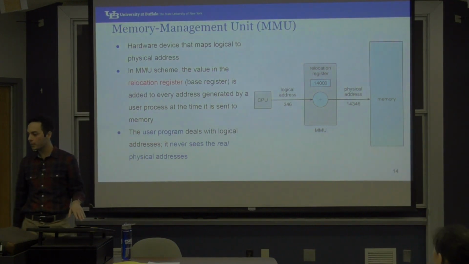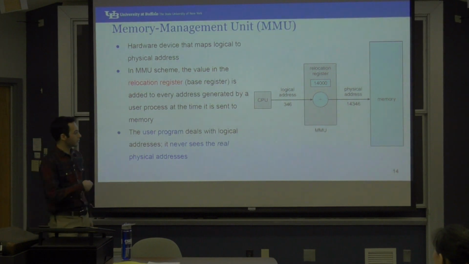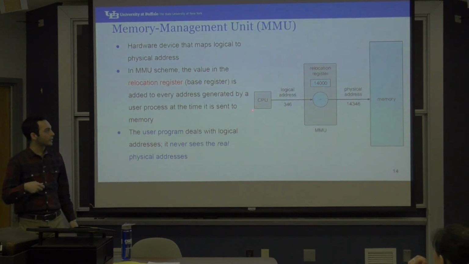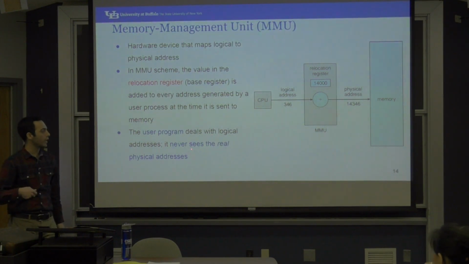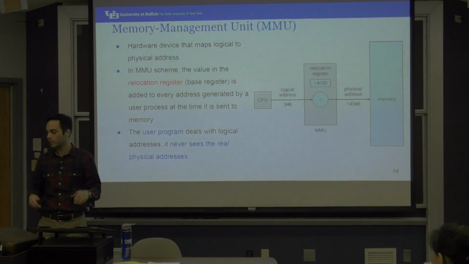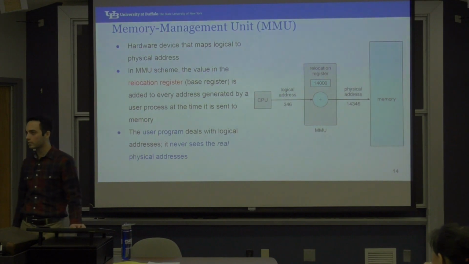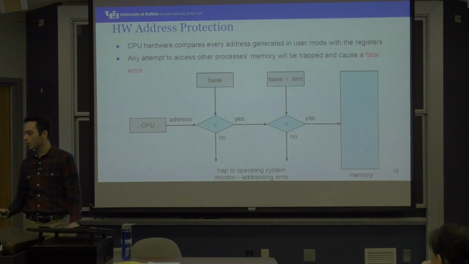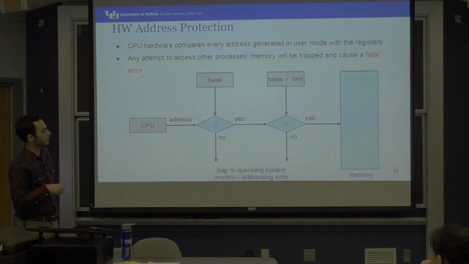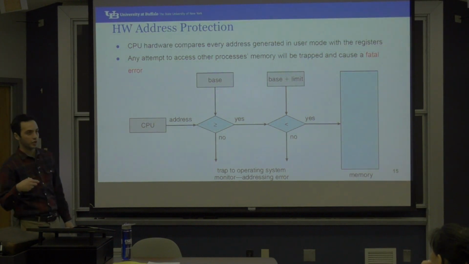Okay? So again, the user program, what the CPU tries to access through the MMU, they don't know anything about the real or physical addresses. It's just logical. Alright? So again, this is another diagram of the protection.